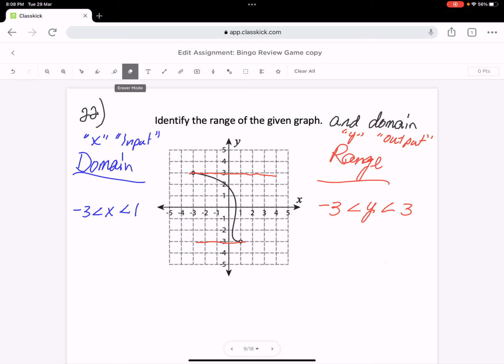All right. So now from here, same thing, since these are open circles and not closed, they're not included with those numbers. So we're not going to put equal. So this is our range and this is our domain. Okay, let's move on to the next question.